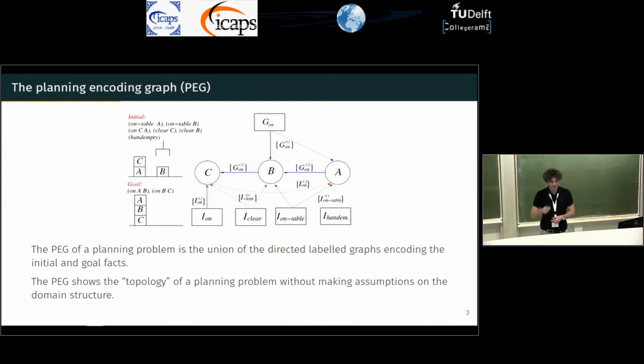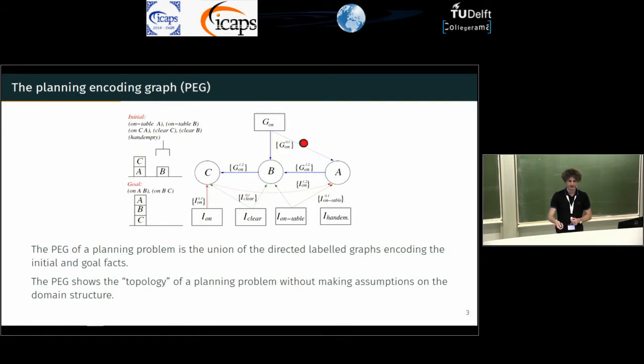And we found out that the planning encoding graph is a quite interesting way for representing the problem and for extracting information from the problem. So the planning encoding graph is, at the end of the day, a directed graph. So in this example, let's say we are in Blocksworld. For generating the planning encoding graph, you put basically the three objects, A, B, and C, in the middle.